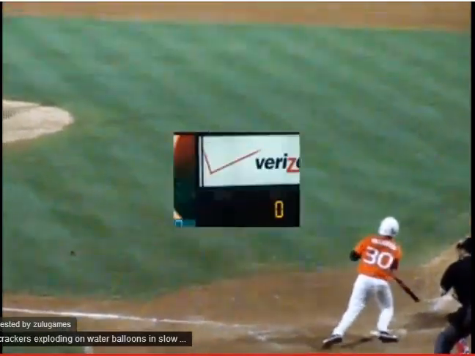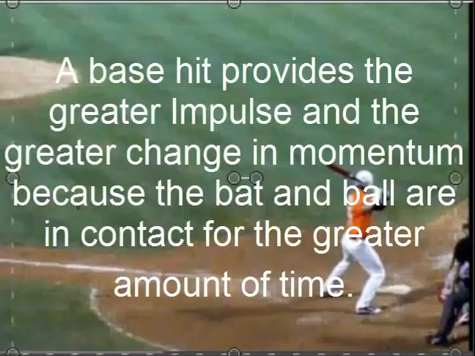The ball had a much greater velocity during both base hit examples. Therefore, a base hit provides the greatest impulse and therefore the greatest change in momentum because the bat and the ball are in contact for the greater amount of time.